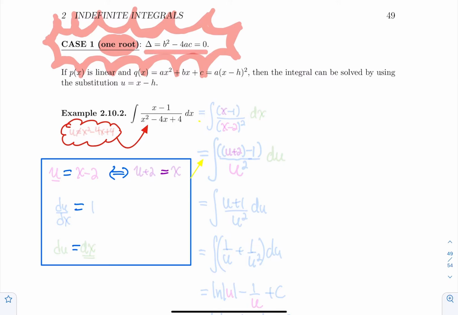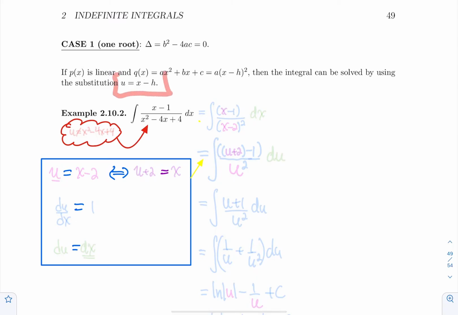So in that case, once you find that one root, suppose that root is h, you're going to use the substitution u equals x minus h to finish that question. So let's do an example like this right away. Here we want to integrate x minus 1 over x squared minus 4x plus 4. And just as a remark here, if you try to use u equal to x squared minus 4x plus 4, think about it: the derivative would be 2x minus 4, and x minus 1 is not a multiple of 2x minus 4, so you cannot use that substitution to finish that question.